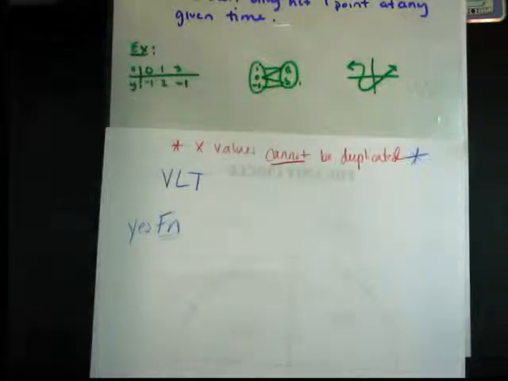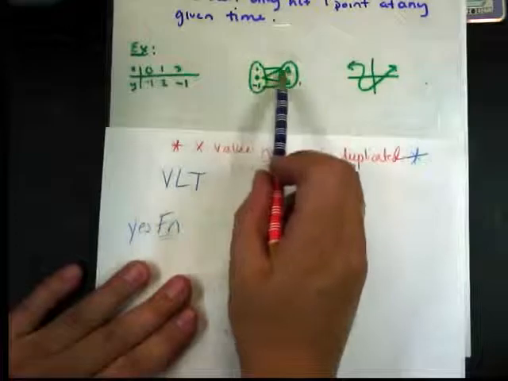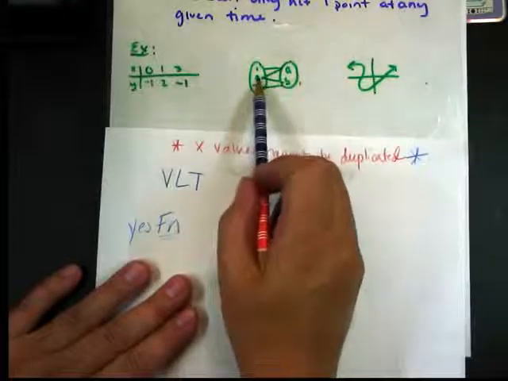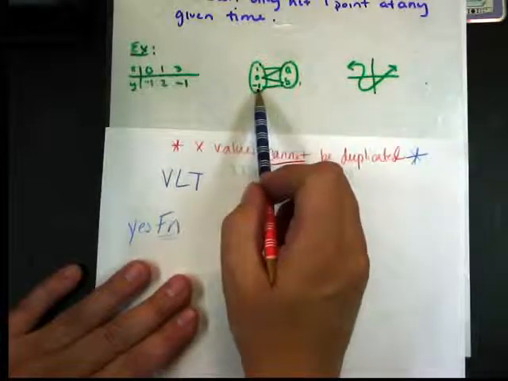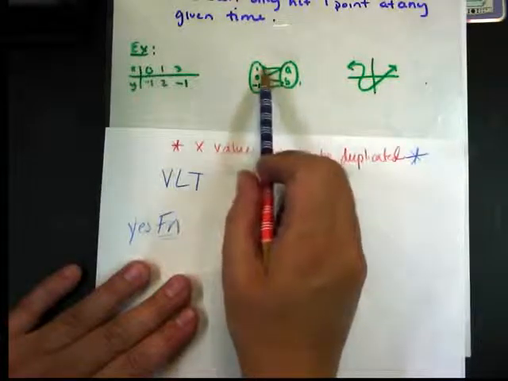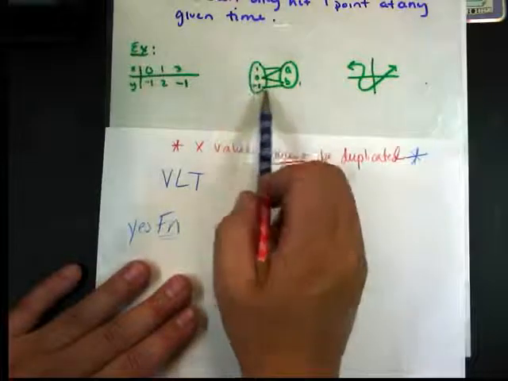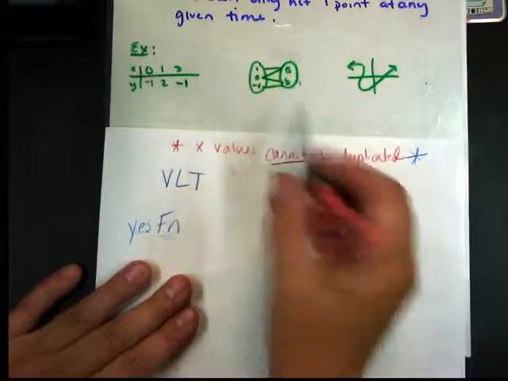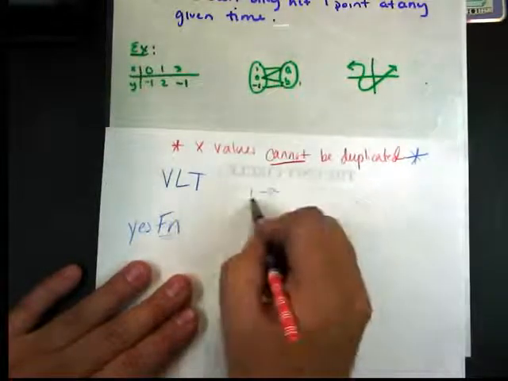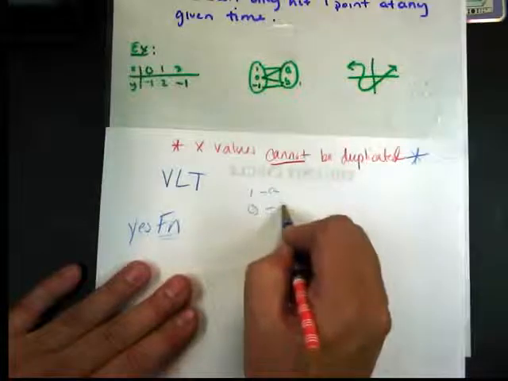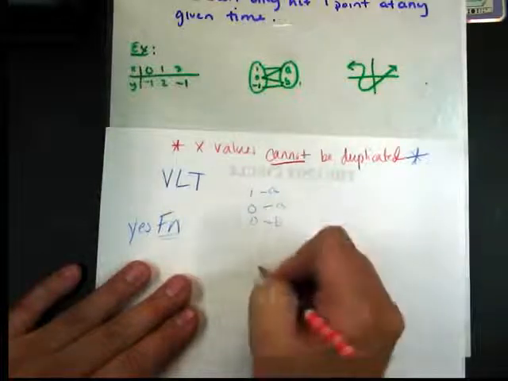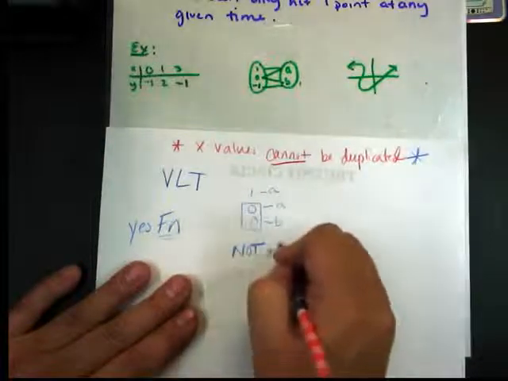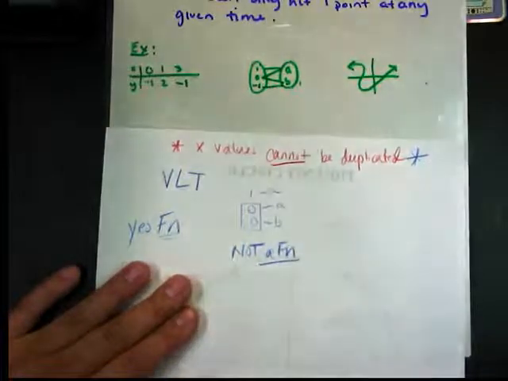Okay, in my mapping, 1 goes to A, 0 goes to A, 0 goes to B, -1 goes to B. So again, all I care about are my x values. The x value 1 goes to A, so that's only used one time. But 0 goes to A and 0 goes to B. If it's used twice, it's not a function.